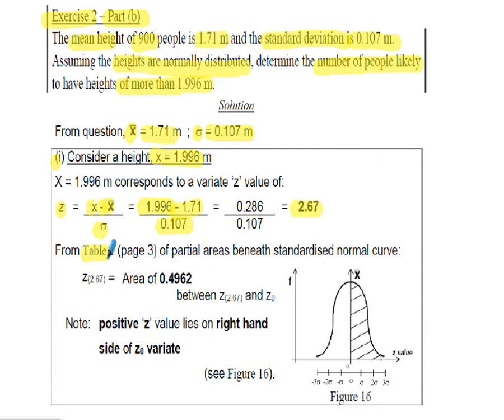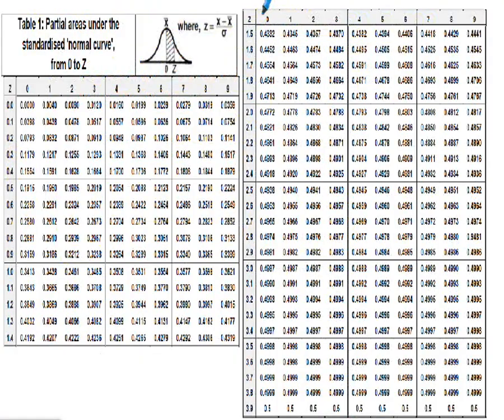From table 1 on our previous page, the z of 2.67 has an area associated with it of 0.4962. We check that on our table. From our table of partial areas, there's our Z column, our variate column, there's 2.6 and there's 7, so that gives us an area of 0.4962.